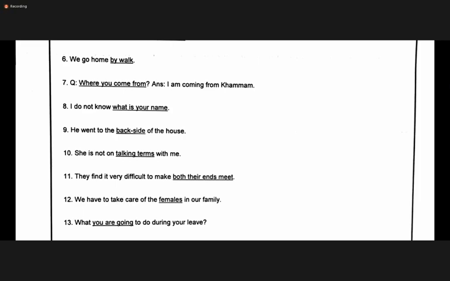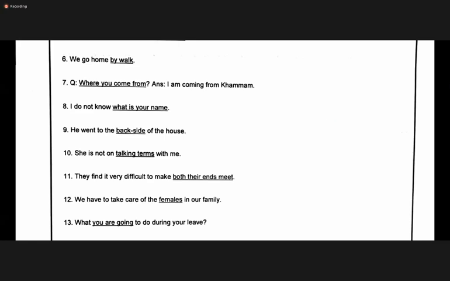Twelfth one. We have to take care of the females in our family. Women. Yes, women. Don't use male for man, female for woman, because male and female are adjectives. Adjectives don't have number like females, so don't use it. Just use only the noun form: woman, singular; women, plural. So we have to take care of the women in our family.